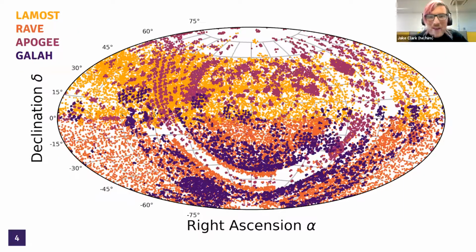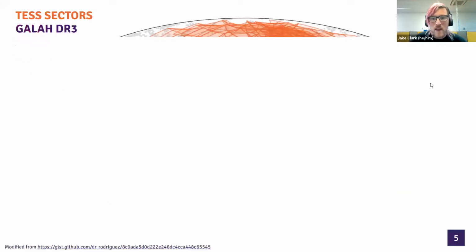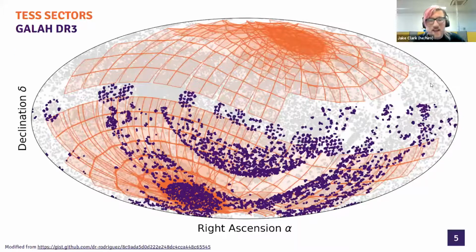So this is an amazing slide here showcasing the four largest spectroscopic surveys that are currently running: LAMOST, RAVE, APOGEE, and GALAH. And you can just see the overlap here between not only the surveys, but across the sky as well. And as Dennis and Rob had just mentioned, TESS is nearly an all-sky survey scouring the sky for exoplanets. And this slide here shows us the overlap.